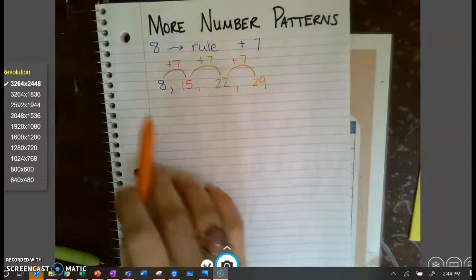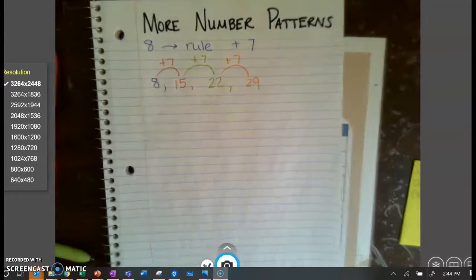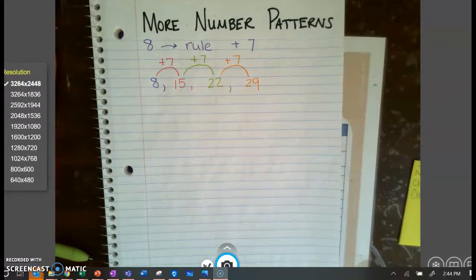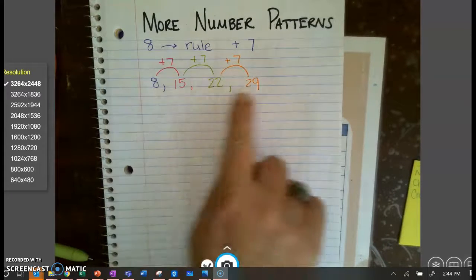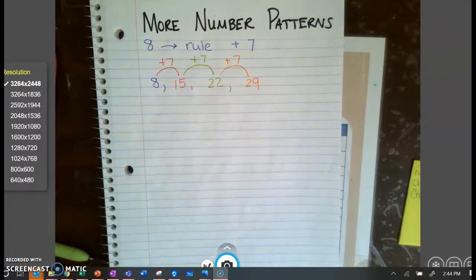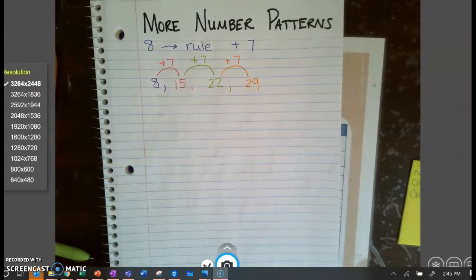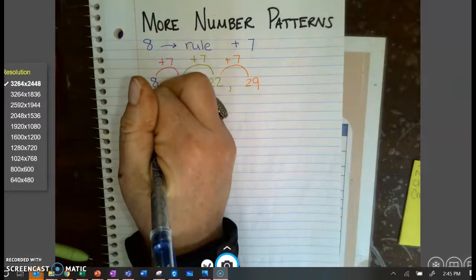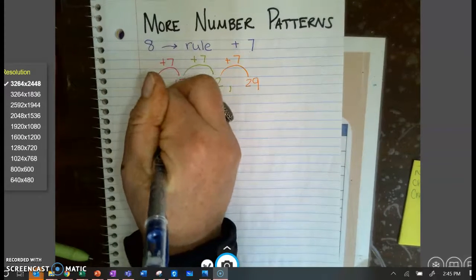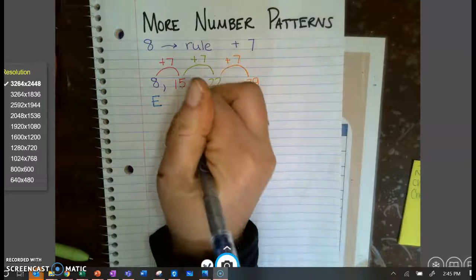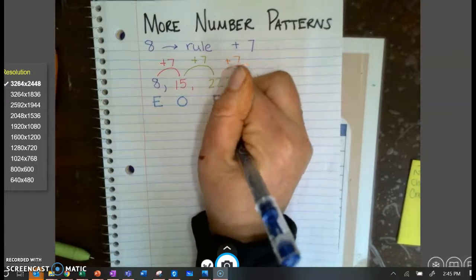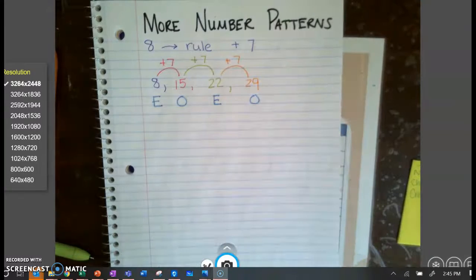Okay, so now that I've done this, let me turn my light, make it a little bit brighter. Now that I've done this, I am going to notice what I see in my pattern. So what I am noticing is that I'm starting with an even number, and then I'm going to an odd number, an even number, and an odd number.